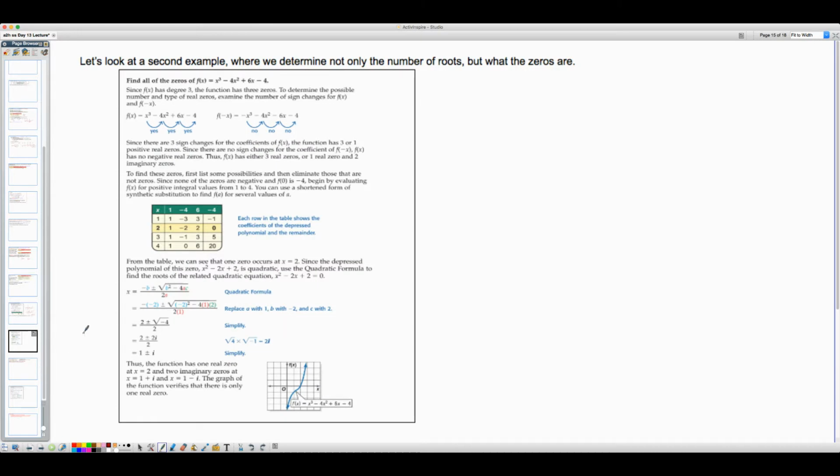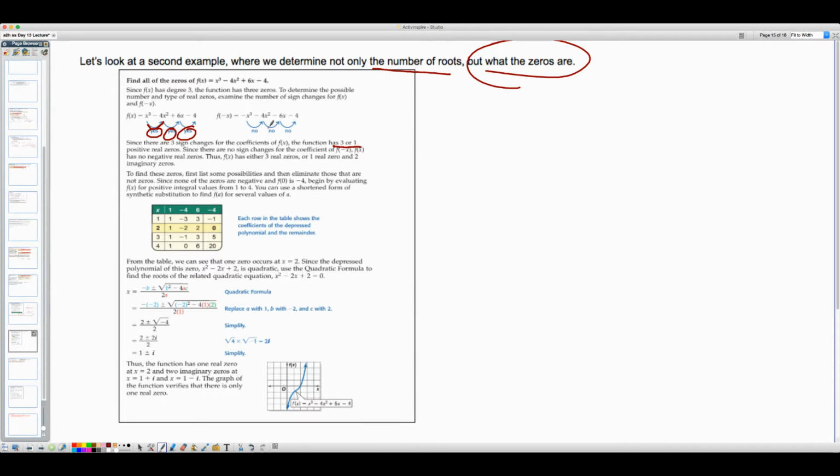So here's an example where we determine not only the number of roots, but what the zeros are. And in this one, we say, well, let's see, it changes the sign once. Oh, I forgot to show you one. Yeah. So it changes the sign once, yes. Twice, yes. 3 times, yes. So you're going to have positive real roots. You could have 3 positive real roots. 3 changes the sign. So it has either 3 or 1 positive real roots.